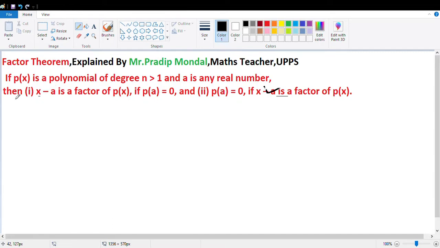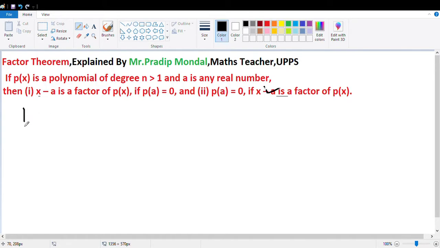So first, this factor theorem is already written. I am reading this one time. If p(x) is a polynomial of degree greater than or equal to n and a is any real number, then x minus a is a factor of p(x) if p(a) equals 0.